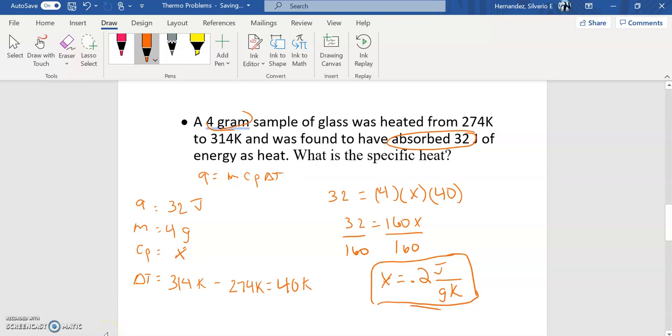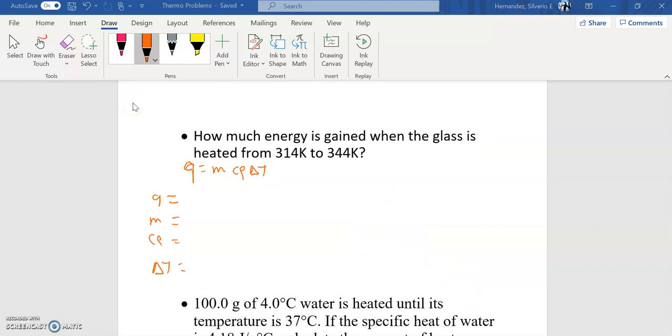The specific heat of this particular sample of glass turned out to be 0.2 based off of the mass of the glass, the difference in temperature, and the amount of energy that was added. Part two of that problem is now asking me to determine the amount of energy. So that's my unknown this time, it is going to be Q. And remember that energy is measured in joules.